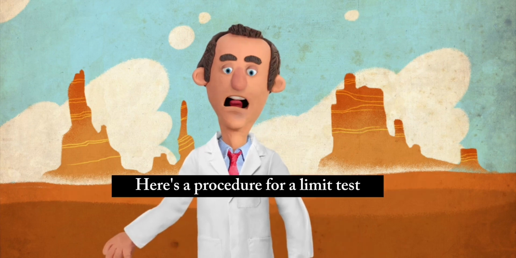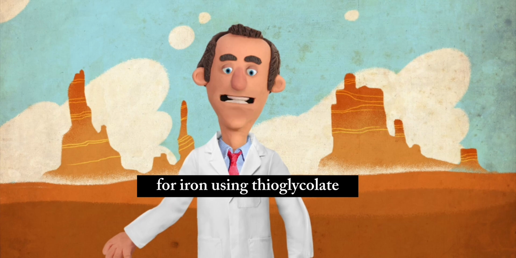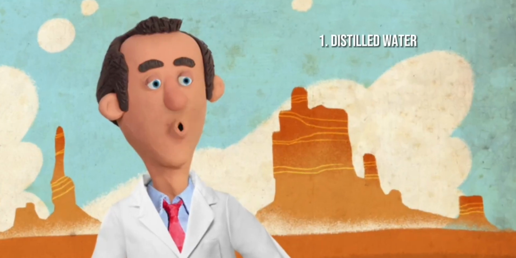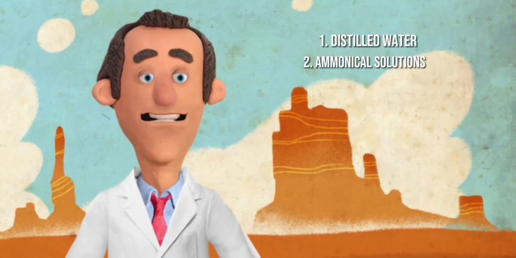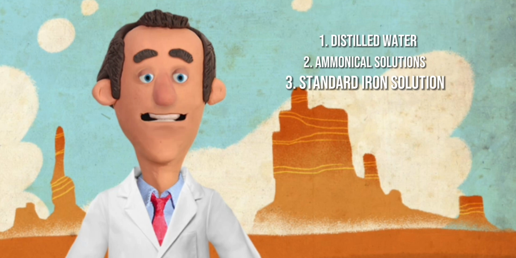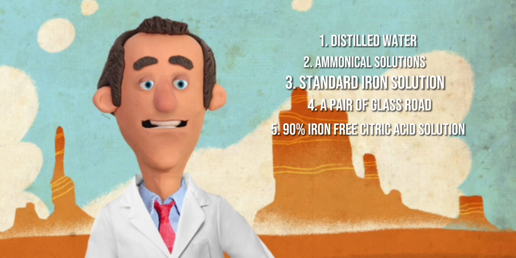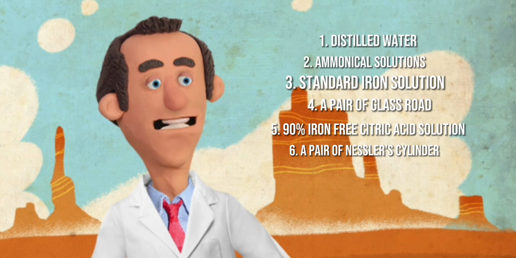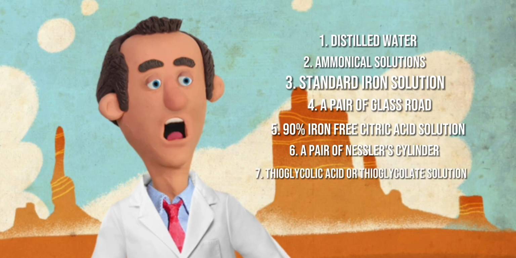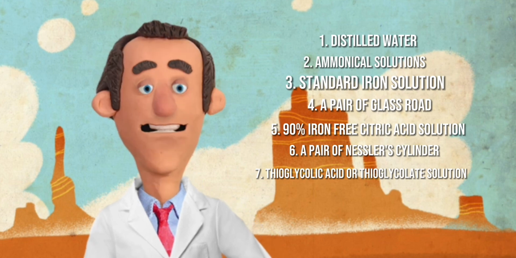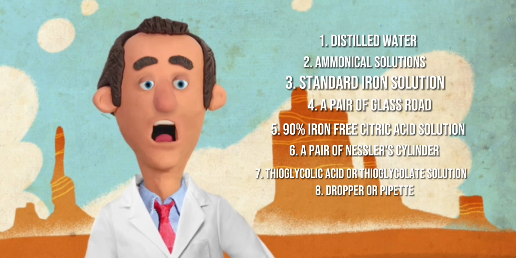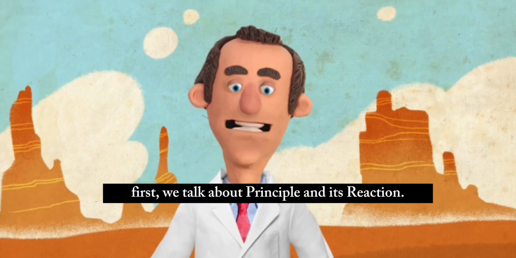Here's a procedure for a limit test for iron using thioglycolate. Materials and reagents: 1. Distilled water. 2. Ammoniacal solution. 3. Standard iron solution. 4. A pair of glass rods. 5. 20% iron-free citric acid solution. 6. A pair of Nessler's cylinders. 7. Thioglycolic acid or thioglycolate solution. 8. Dropper or pipette.